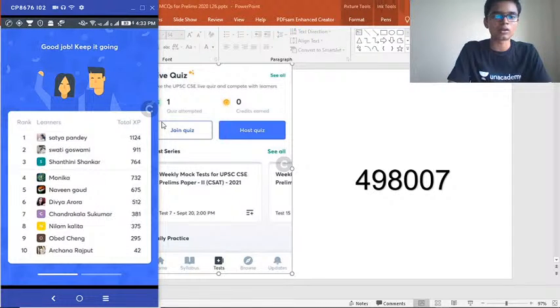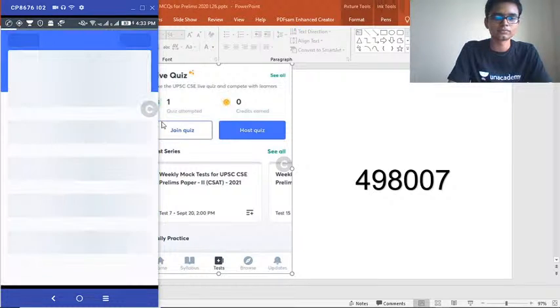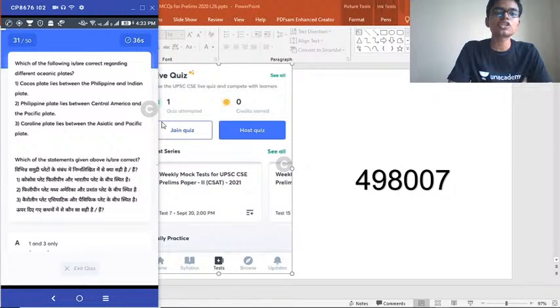67% getting it. All the statements are correct. Thirty-first question. Which of the following is or are correct regarding different oceanic plates? Cocos Plate lies between Philippines and Indian Plate. Philippine Plate lies between Central America and Pacific Plate. Caroline Plate lies between Asiatic and Pacific Plate. Which of the statements given above is or are correct?